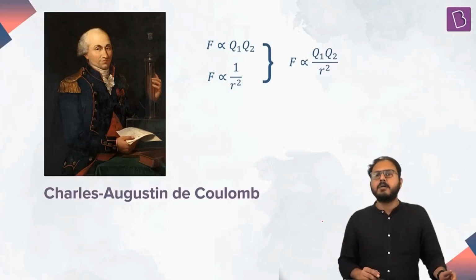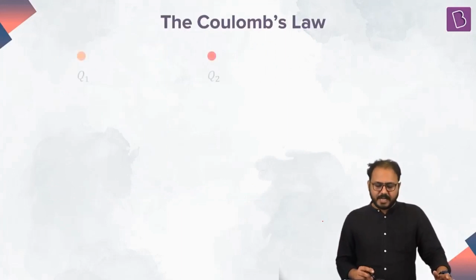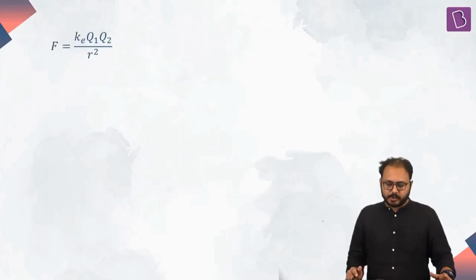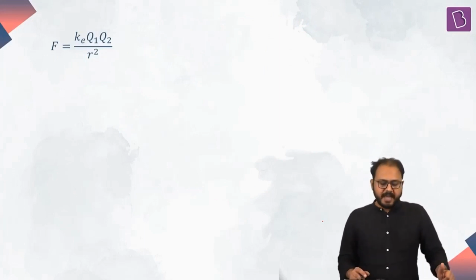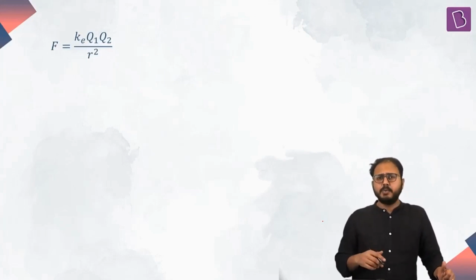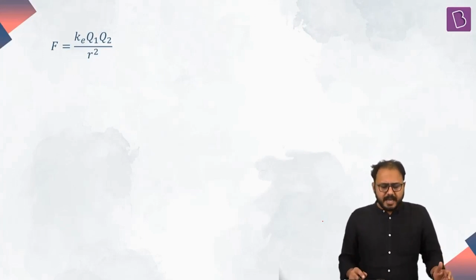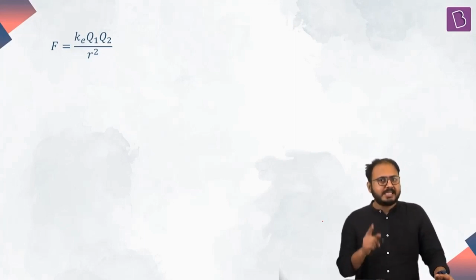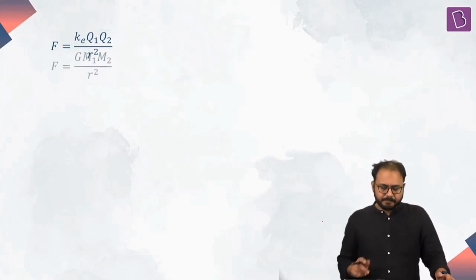Obviously, I have to add a constant. Coulomb's law upon completeness actually looks like this. Q1, Q2 separated by a distance R, F proportional to Q1 Q2 by R square, and if I make it into an equation, it looks like F equals K. Sometimes they use capital K, sometimes they use small k with a subscript E, depending on our choice. F equals K Q1 Q2 upon R square. K is the constant we were talking about. Let's focus our attention on that K.